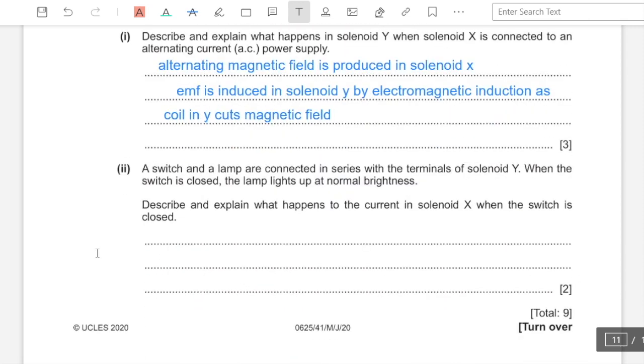Two, a switch and a lamp are connected in series with the terminals of solenoid Y. When the switch is closed, the lamp lights up at normal brightness. Describe and explain what happens to the current in solenoid X when the switch is closed.